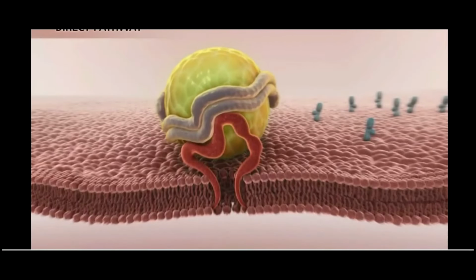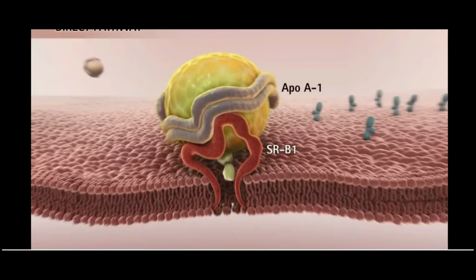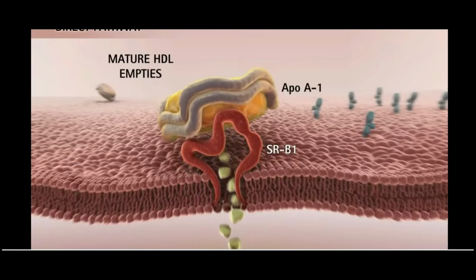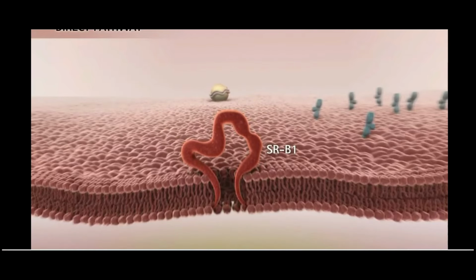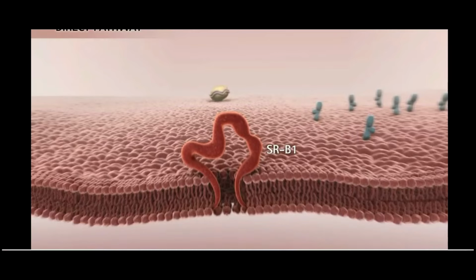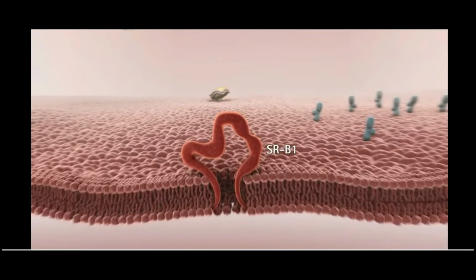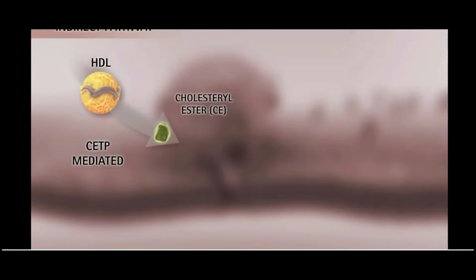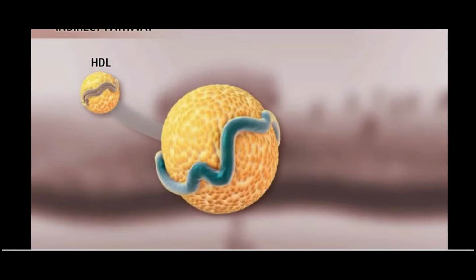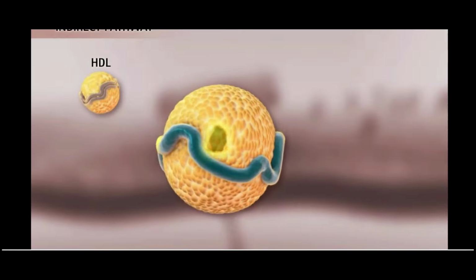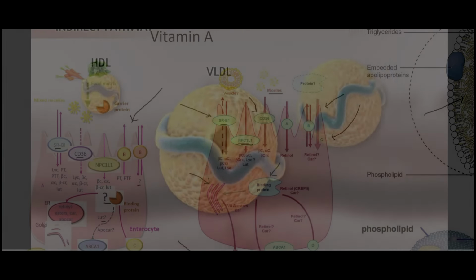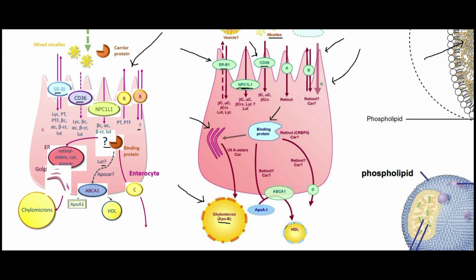So here we see a lipoprotein binding onto the SRB1 and then depositing its fats and cholesterols and so forth into the cell. It would be a very similar mechanism for the micelles in the intestine. So the micelle would bind onto the SRB1 and then deposit its fatty acids and fat-soluble vitamins into the cell, into the enterocyte in the intestine. But anyway, that is the take-home message here.